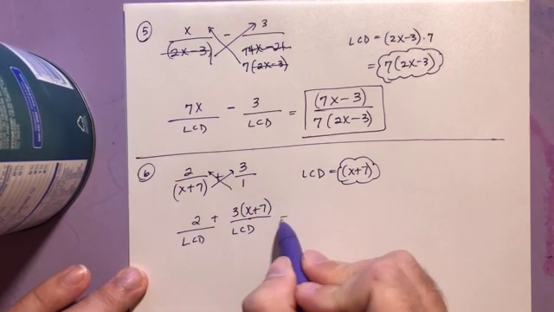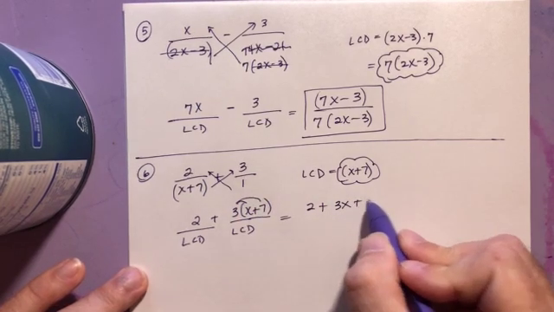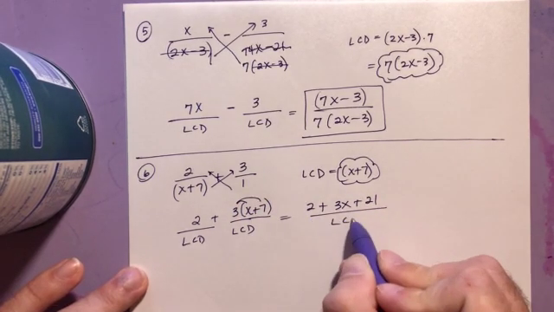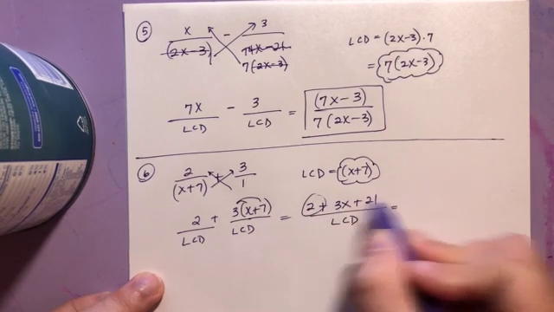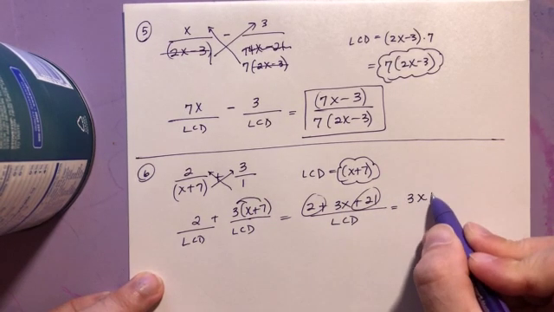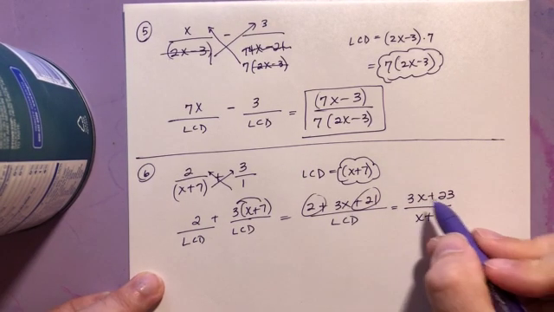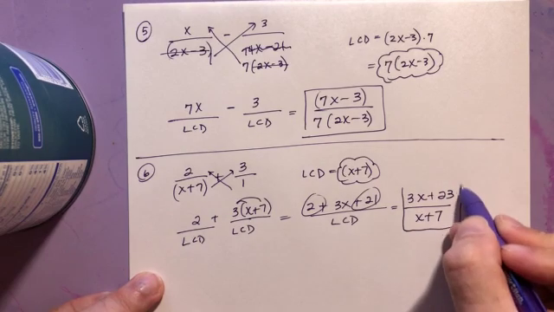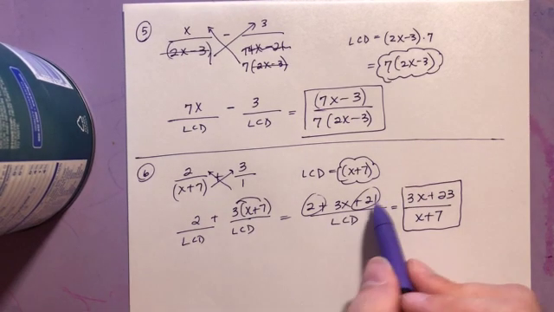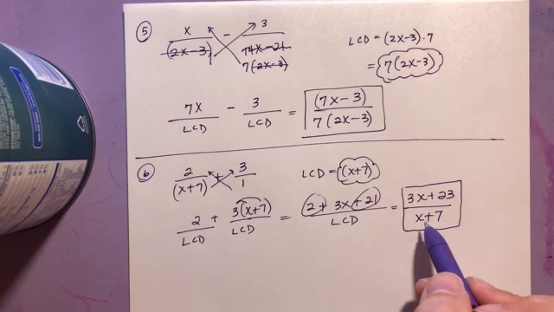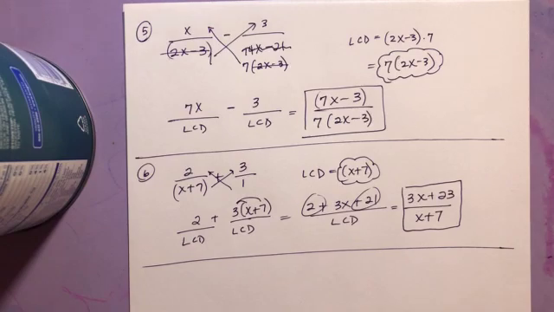So again, I have to distribute. I get 2 plus 3x plus 21 all over the LCD. Still got one more step. And then 2 and 21 will combine to give me 3x plus 23 over x plus 7. And if you want to put parentheses around them, you can. That's perfectly lovely. But once we're done distributing and combining up here, then we can throw our LCD back in. Okay, that was it.